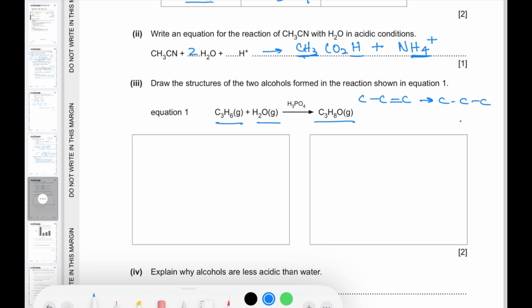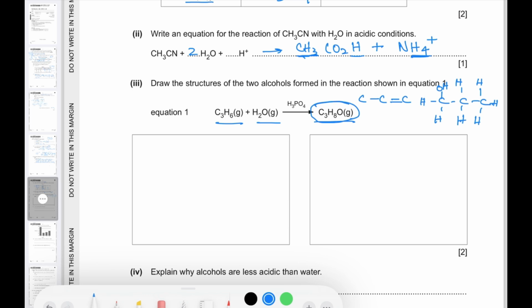And you're supposed to show the structures of the two alcohols formed in this reaction. Now, this alcohol with all single bonds will exhibit one of the two forms of isomerism that we'll learn about. Those are structural isomerism or stereoisomerism. Stereoisomerism only occurs in compounds that have a double bond.